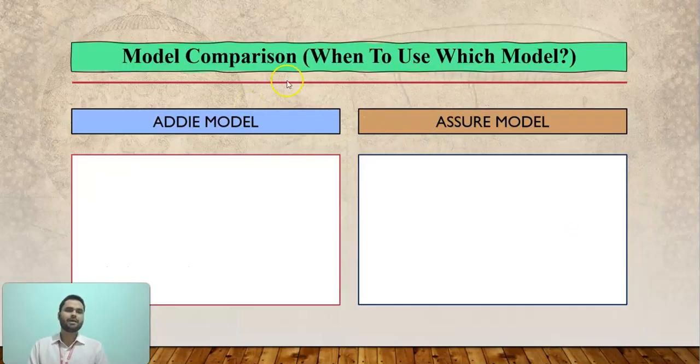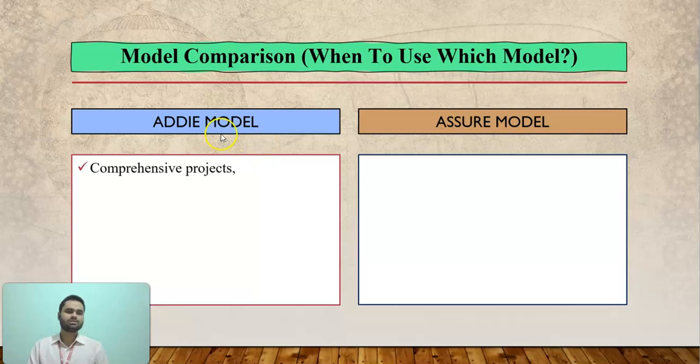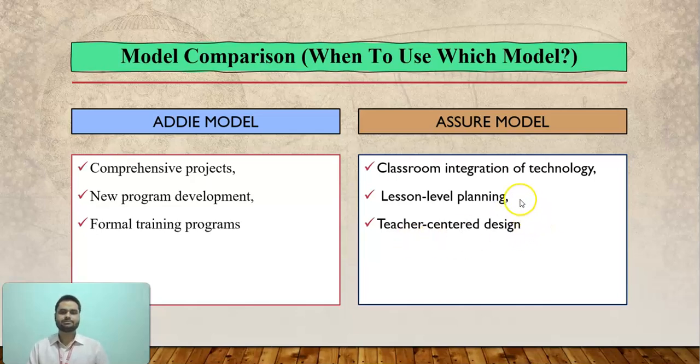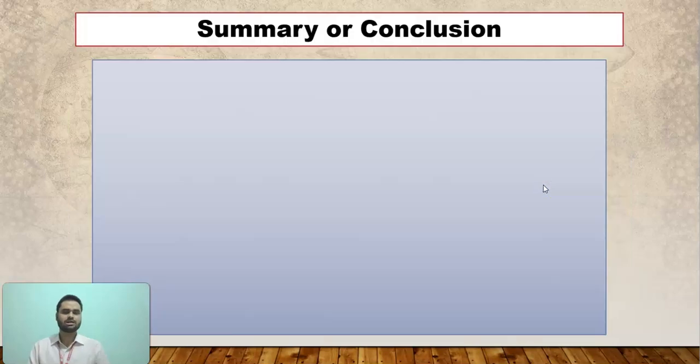Now, a comparison between both models. The ADDIE model provides comprehensive projects, new program development, and formal training programs. And the Assure model focuses on classroom integration of technology, lesson level planning, and teacher-centered design. So this model focuses on integrating technology in the classroom.